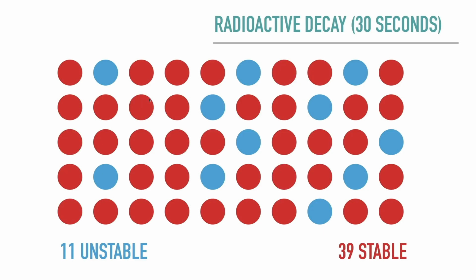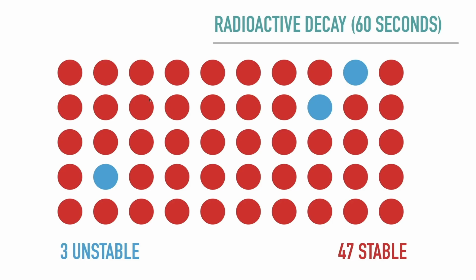At 30 seconds, we have 11 unstable. That means 39 have given off radiation. At 40 seconds, we have 6 unstable, so it's really decayed quickly. At 50 seconds, we have 4 unstable, and we have 46 stable. We're going to go up to 100 seconds.